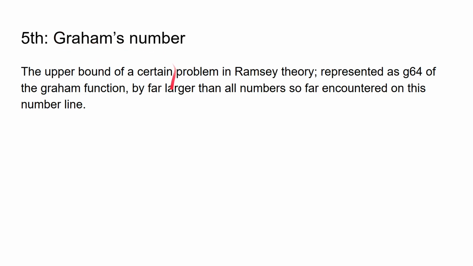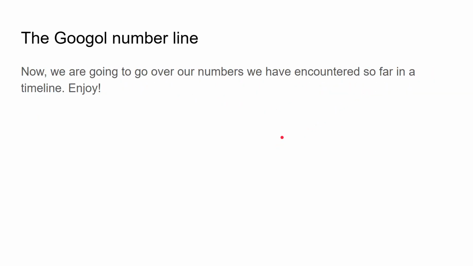5th is Graham's number, which you've all heard of, the upper bound of a problem in Ramsey theory, represented as G64, the Graham function. The Graham function does not actually exist. I made that up, but it does make sense that it would be a function. It's much larger than any of these numbers.